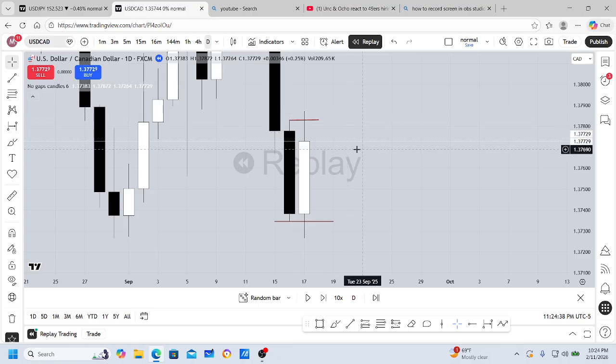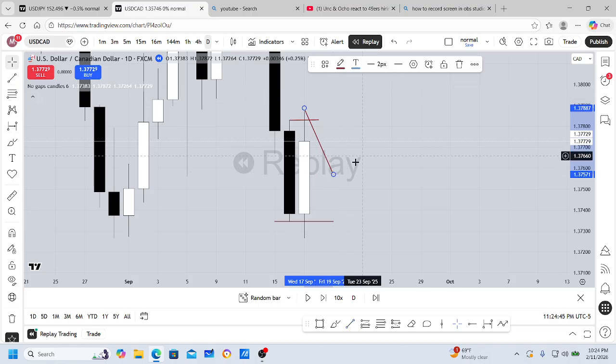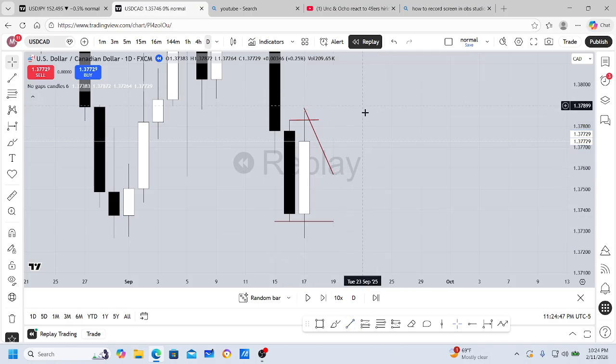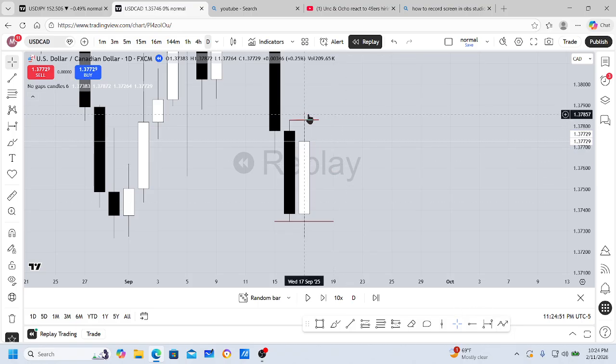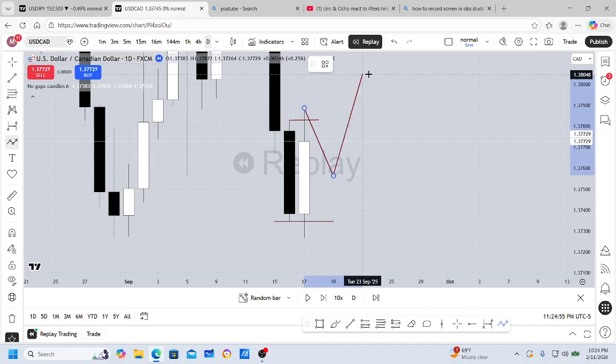So what is that telling me? Based on market structure, it is telling me that price might do this, come down, and then come back up. Price might come down and come back up. That's what I am anticipating.